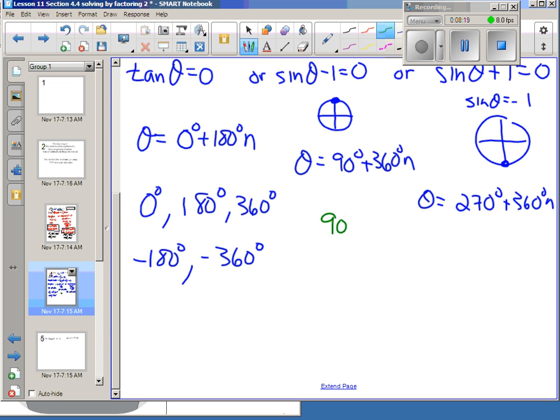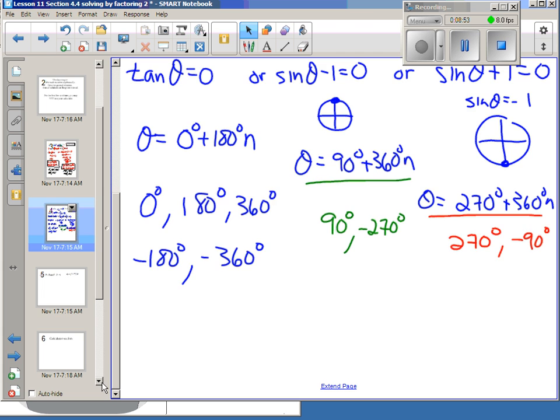Here, starting with 90, now if I add 360, I will be above 360. But I can subtract 360 and get negative 270. So that piece right there contributes those 2 solutions. And then I finally have this one, 270. And if I add 360, I'm too big. But if I subtract 360, I get negative 90. And there are all of my solutions. So basically, all of my corners from negative 360 to 360 are solutions for that equation.